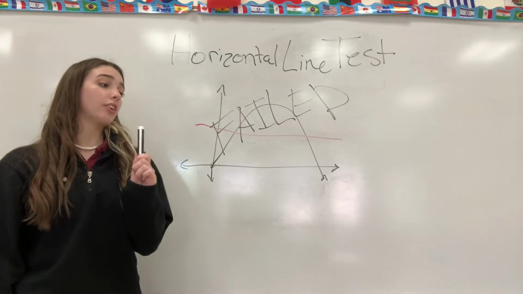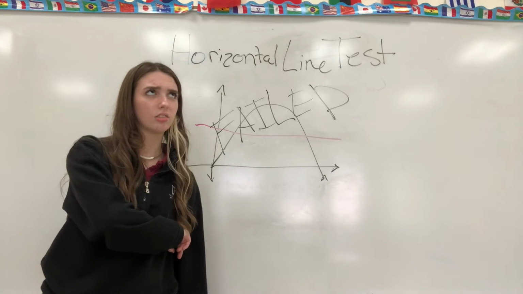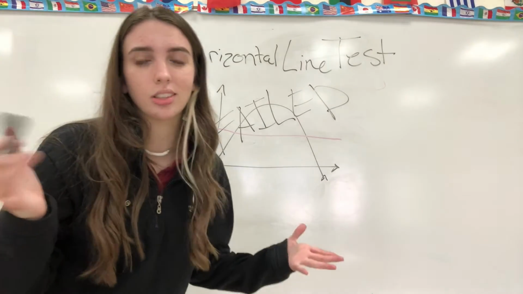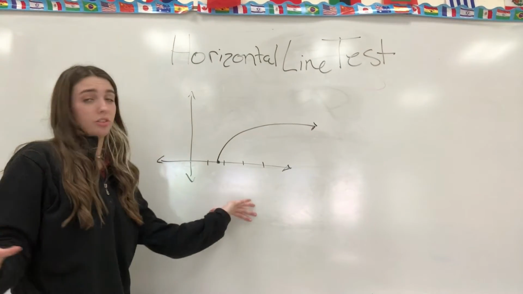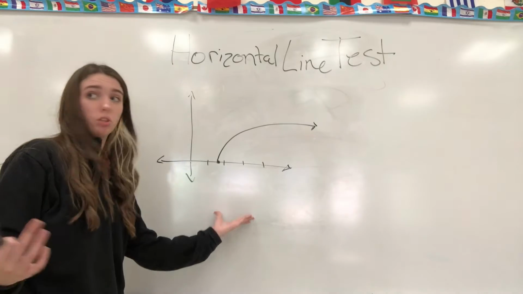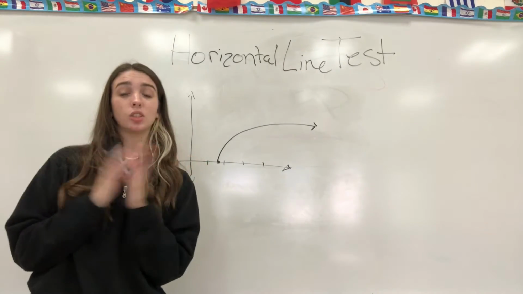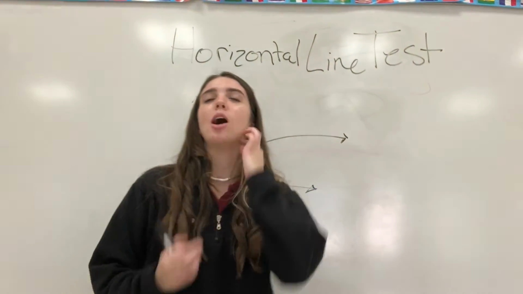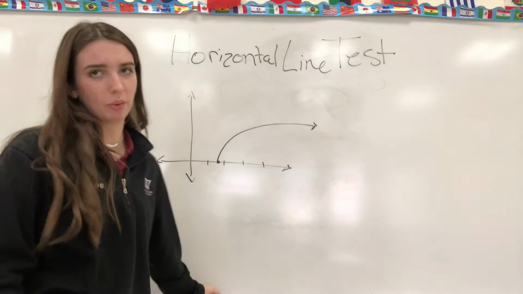I'm going to show you a function that passes the horizontal line test, so we can take the inverse of that function, because that's why we're all here. Let's take a little look-see at this function. And what do you think we should do? I think we should apply the horizontal line test to it, because I don't know about you guys, but I want to take the inverse of this function. Let's make sure we can do that.